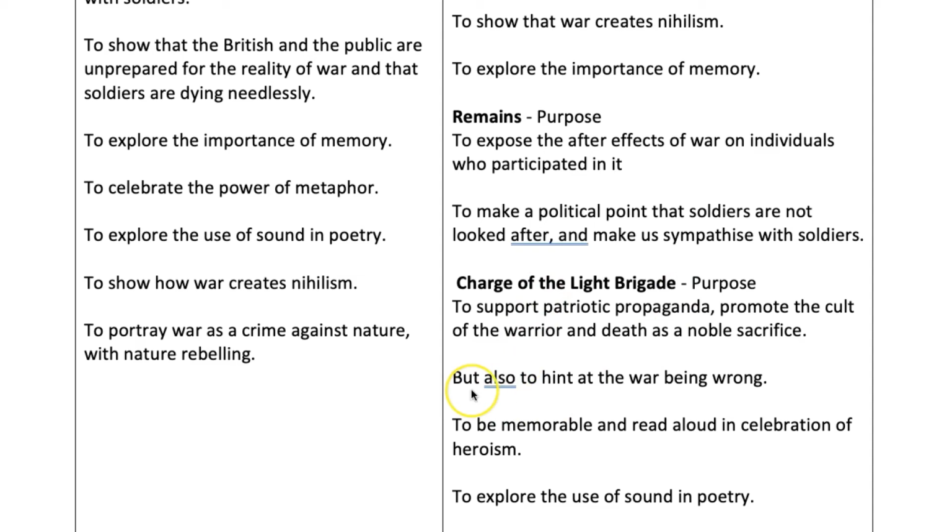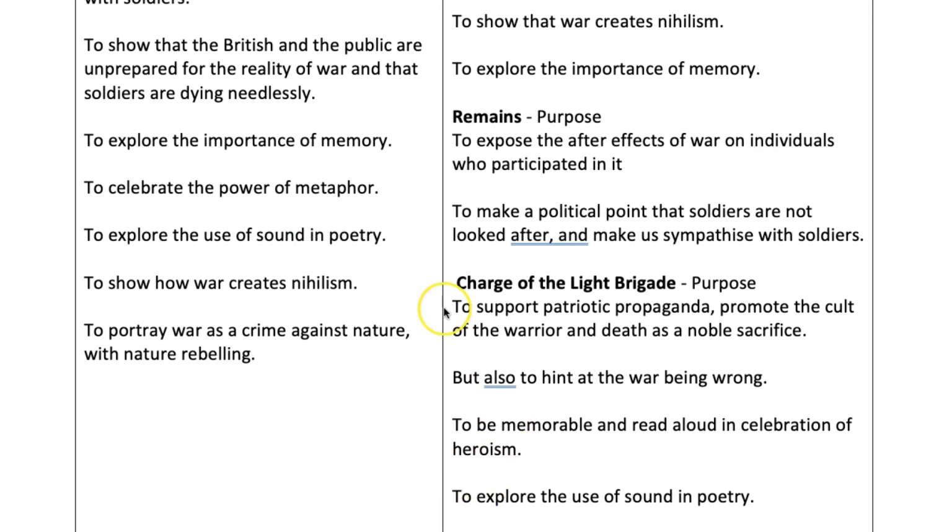But in the Charge of the Light Brigade, there are also subtle hints that the war is wrong. This is a really sophisticated point. You need to watch my video on Charge of the Light Brigade to go through that. I'm not going to go through it here. Interestingly, Charge of the Light Brigade is written at a time when people routinely memorised poems, and so he's absolutely obsessed with the sound of his poem and writes it in order to be read aloud. And that's similar to Wilfred Owen, who is also really fascinated by the sounds he can create.